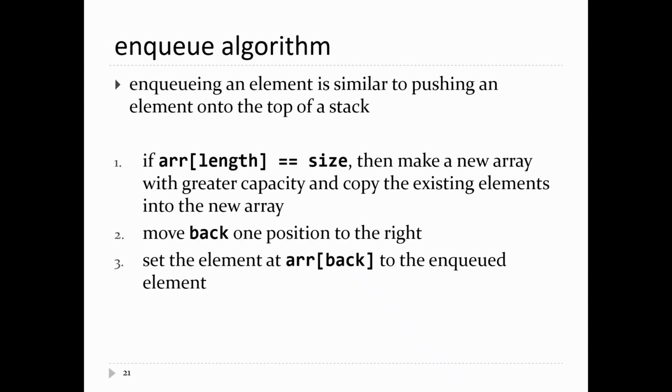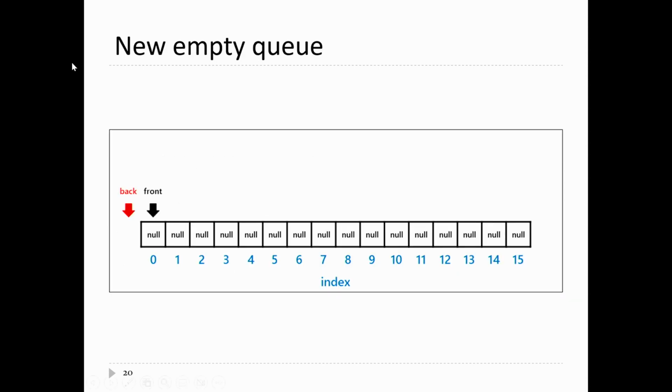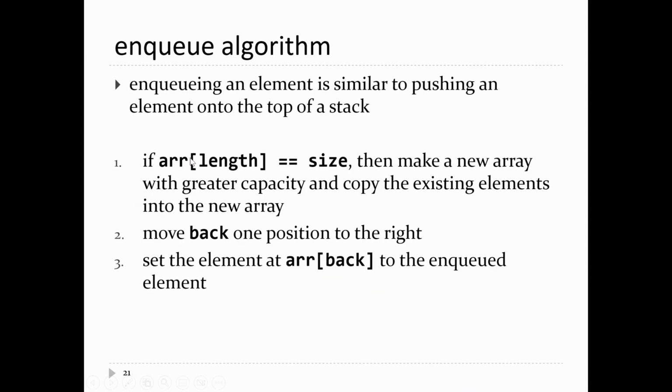Okay, so if I want to add an element to the queue, then we want to add to the back of the queue. Now remember, back is supposed to be pointing at the current back of the queue. So back here is pointing at this thing that doesn't exist, -1. So the way we're going to implement enqueue is we're going to move back 1 position to the right. So step 2, move back 1 position to the right. And then we're going to set the element at that array location to the enqueued element. In other words, we're going to add the element to the new back position.